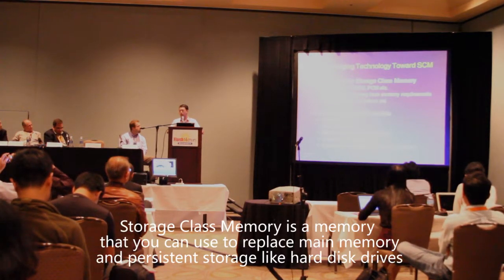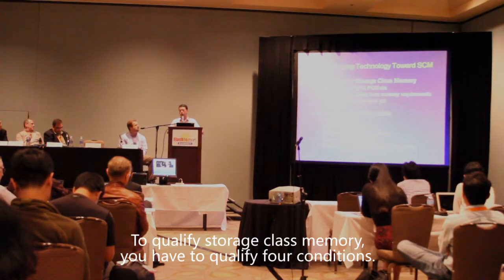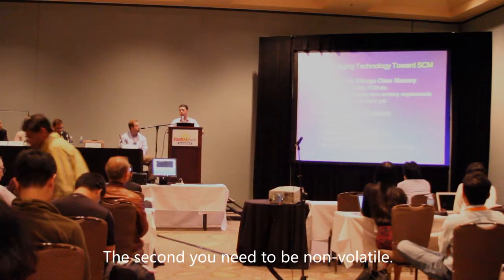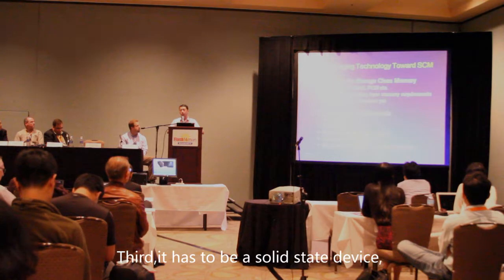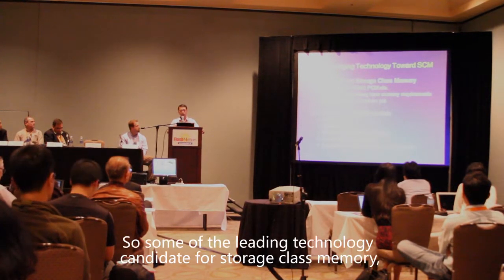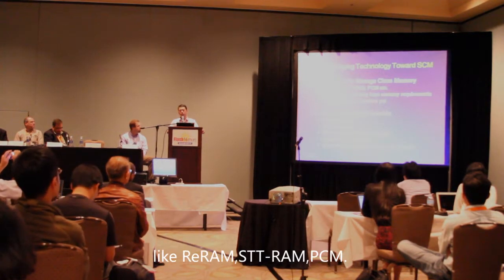Storage class memory is a memory that you can use to replace main memory and persistent storage, like hard disk drives. To qualify for storage class memory, you have to meet 4 conditions. The first, it has to be fast, with random access speed like DRAM. Second, it needs to be non-volatile. The third, it has to be a solid-state device. And the fourth, it needs to be cost-effective. Some of the leading technology candidates for SCM are ReRAM, STT-RAM, and PCM.